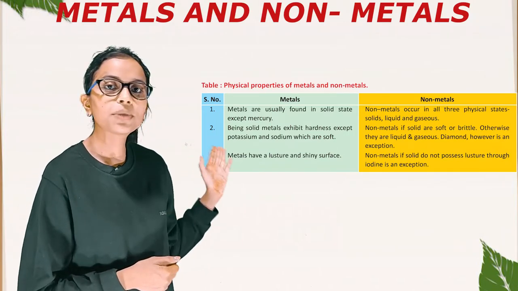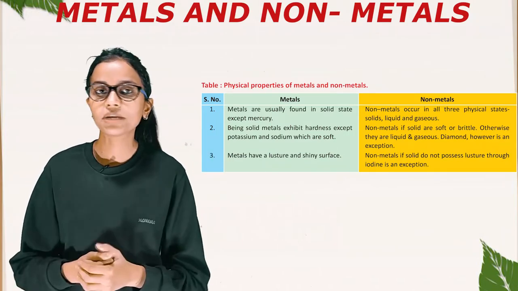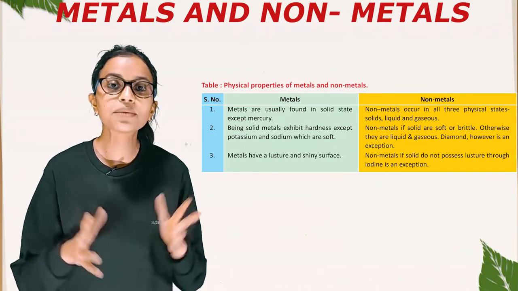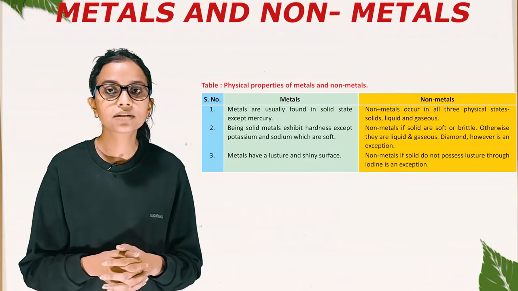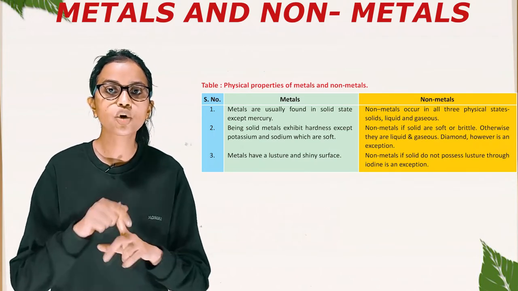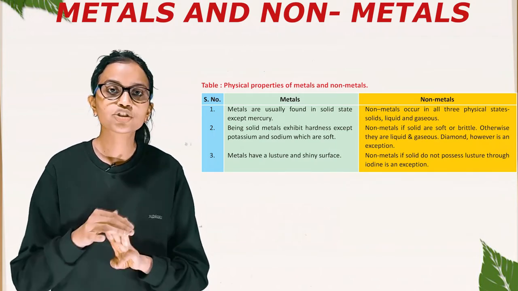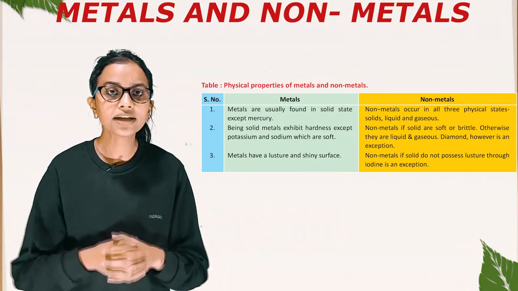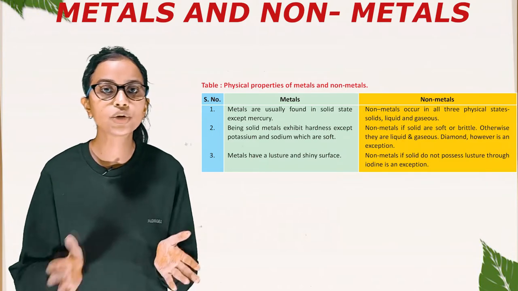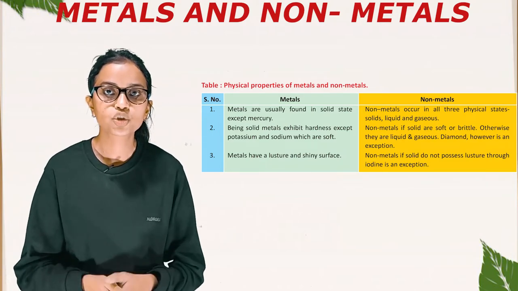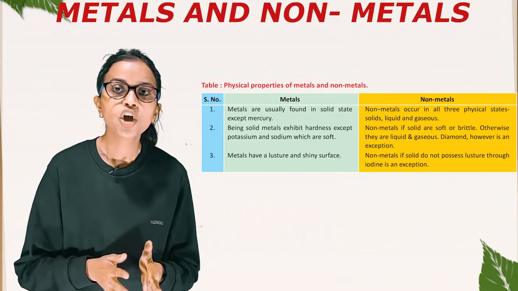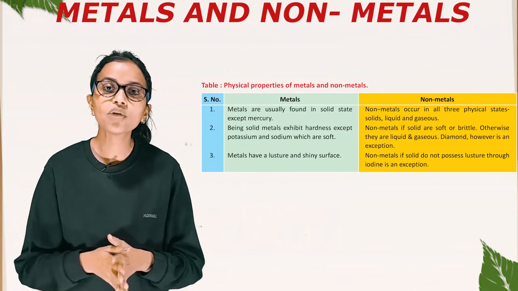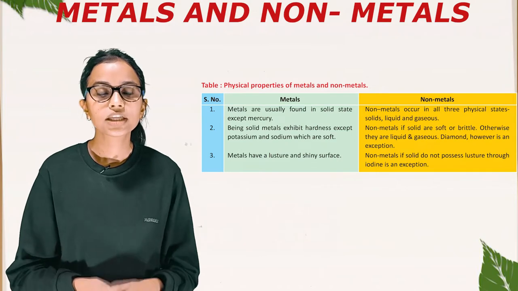Serial number, properties of metals and properties of non-metals. 1. Metals are usually found in the solid state except mercury. Non-metals occur in all three physical states, solid, liquid and gaseous. 2. Being solid, metals exhibit hardness except potassium and sodium, which are soft. Non-metals, if solid, are soft or brittle. Otherwise, they are liquid and gaseous. Diamond, however, is an exception.